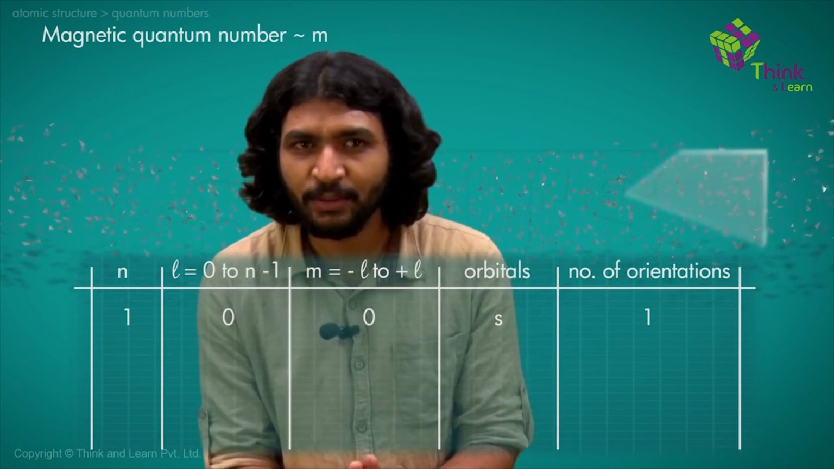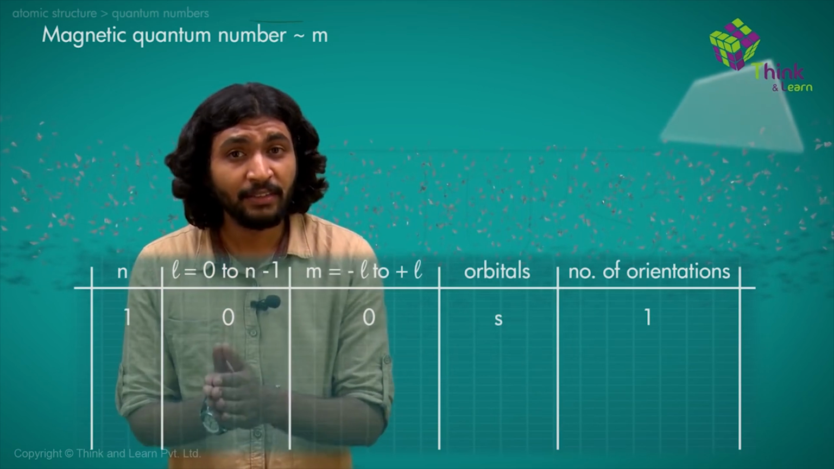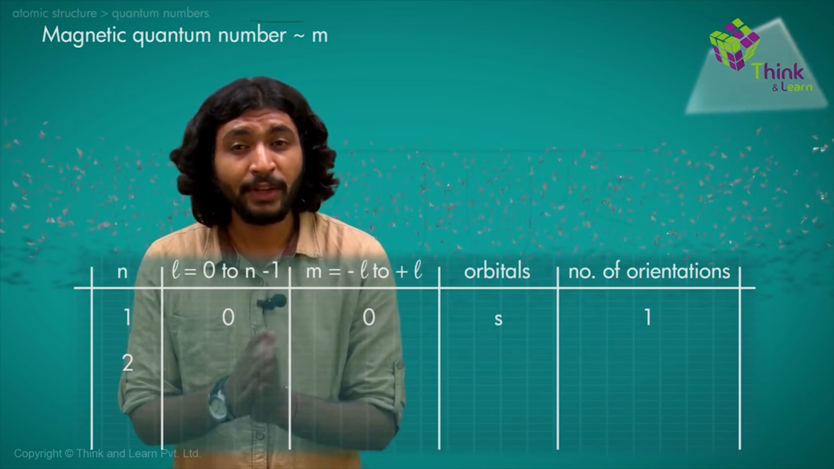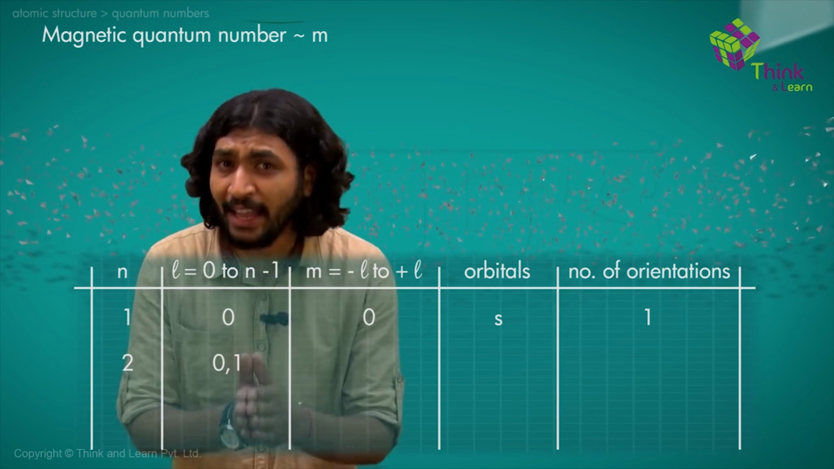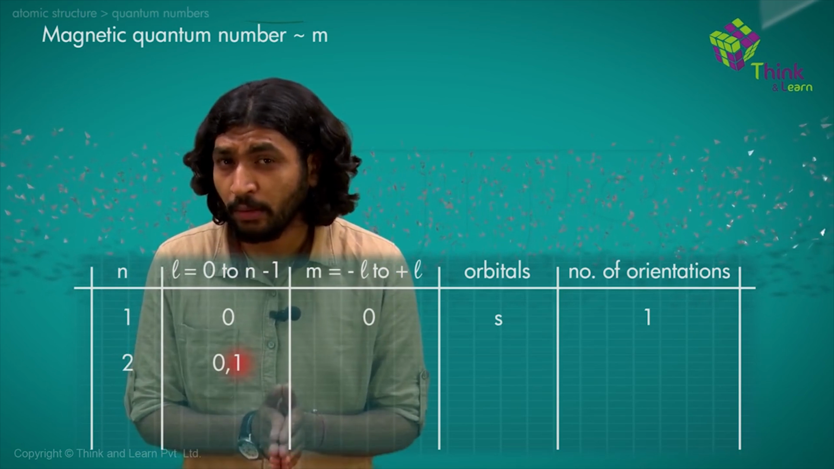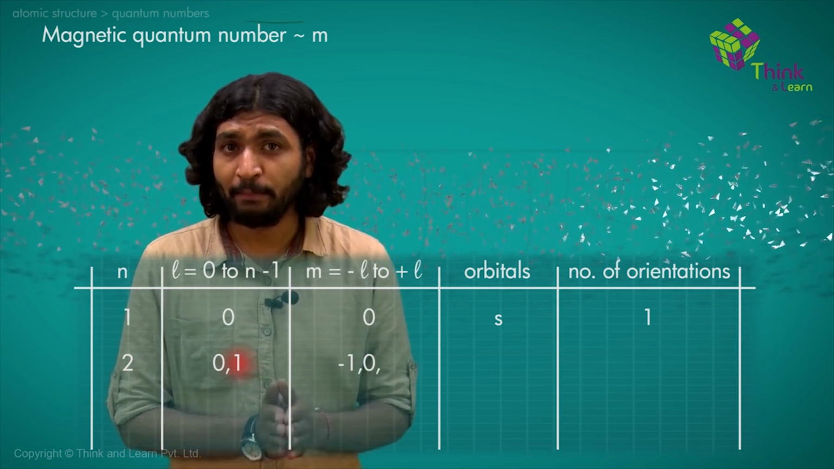Now for the second energy level, let's calculate the magnetic quantum number. For the second energy level, n is equal to 2. What's the value of L? From 0 to n minus 1, which is 0 and 1. Now for L is equal to 1, what is the magnetic quantum number? M is equal to minus 1, 0 and plus 1.